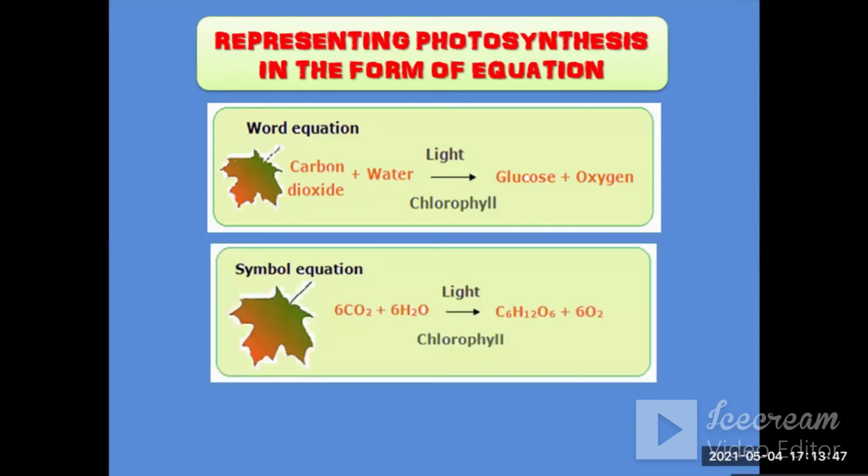Symbol equation, where you have to write the symbol of carbon dioxide, symbol of water. There is no symbol for light. Here we are not writing the symbol of light, neither of chlorophyll. So we have to write the two words. Then comes glucose. Glucose is C6H12O6 plus oxygen. So this is how we represent photosynthesis in a short way.